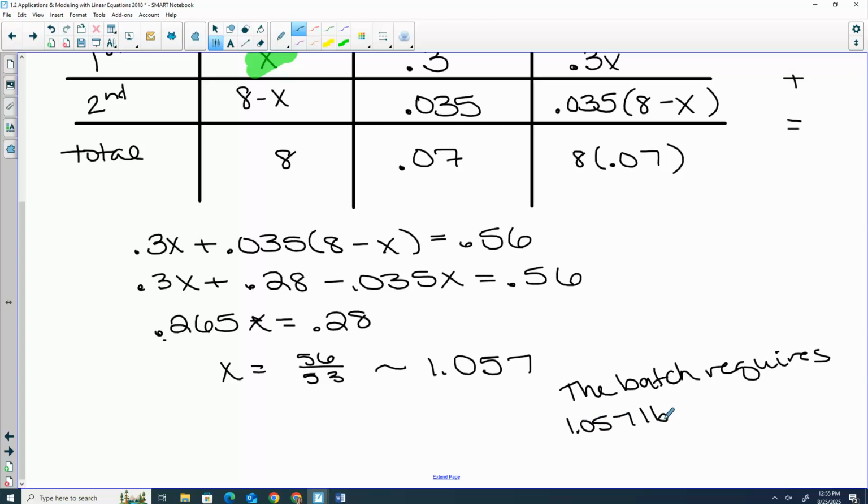So do we go for 3 decimal places? I didn't specify. You just don't want to round. So keep the decimal there, but then you can round your final answer.